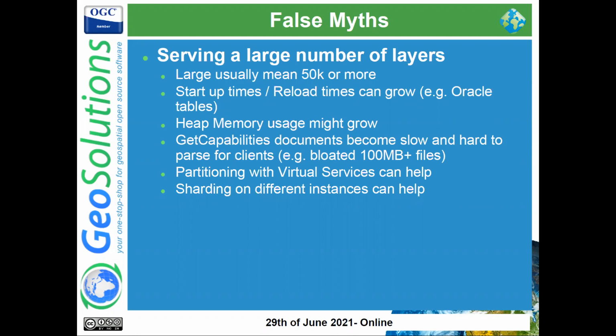Sharding, very briefly, means having dedicated instances for a specific set of layers. So you may have a cluster where the configuration of all the GeoServers is not exactly the same, or you have a few layers published in one instance or the other, or you can actually implement sharding at a higher level, at the load balancer level or the reverse proxy level, where you're directing some requests to specific instances.